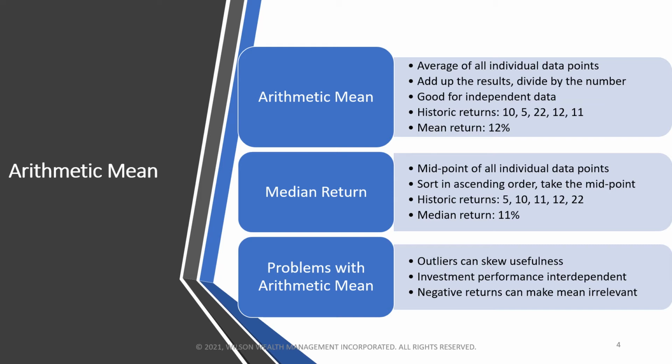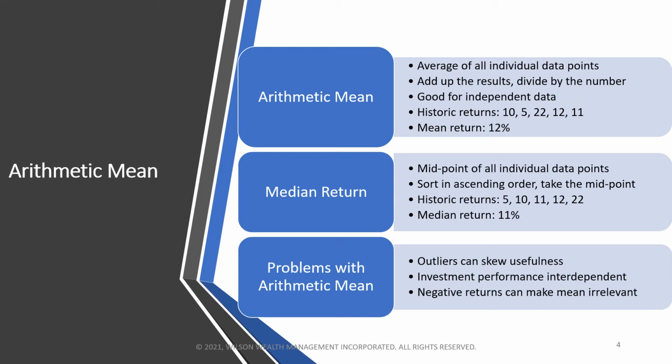And if we look at an easy example here, we have historic returns of 10%, 5, 22, 12, 11. So we add them up, we divide by 5, we have a mean return of 12. And that's fine. On average, over the last 5 years, we've returned 12%.